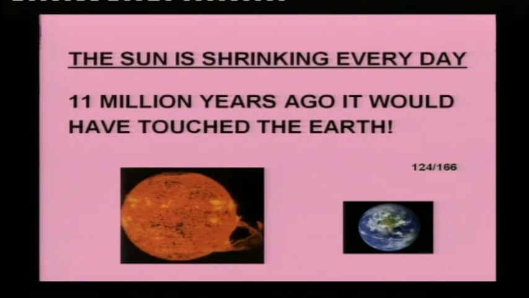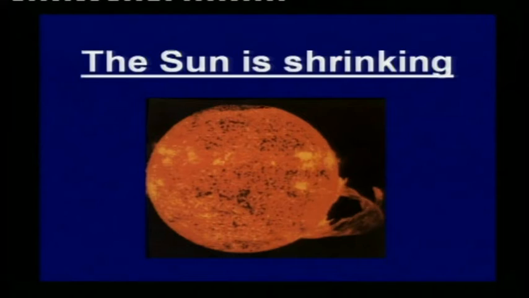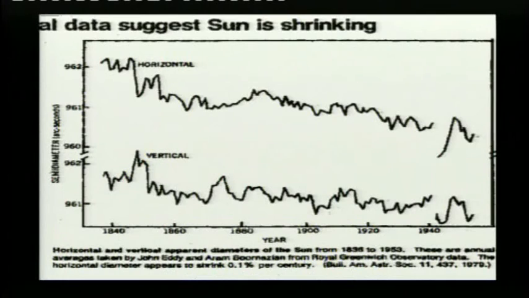The sun is shrinking. 11 million years ago, it would actually be touching the Earth. That may sound astounding to you, but actually that's what the facts actually show. The sun is approximately 93 million miles from the Earth right now. It varies, and the sun is shrinking. It's burning up, and it's losing 5 million tons of matter per second.